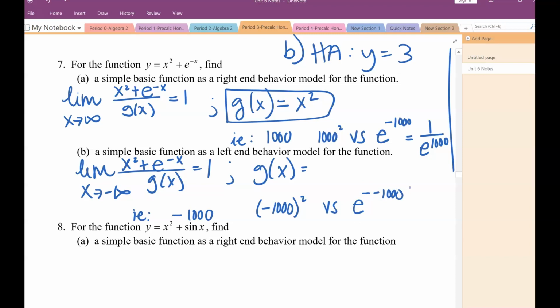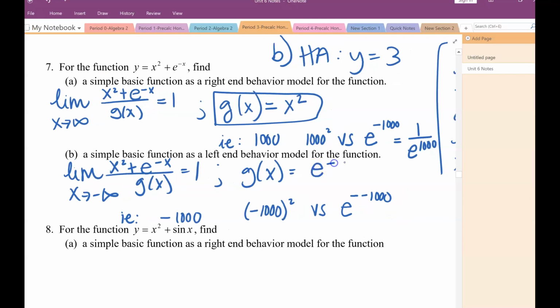Which one is more dominant? Exponential growth is always much, much quicker. So the left end behavior model is e to the negative x. Do you guys see the difference between those? Can you see that it's not always the same? Okay. Let's do one more.